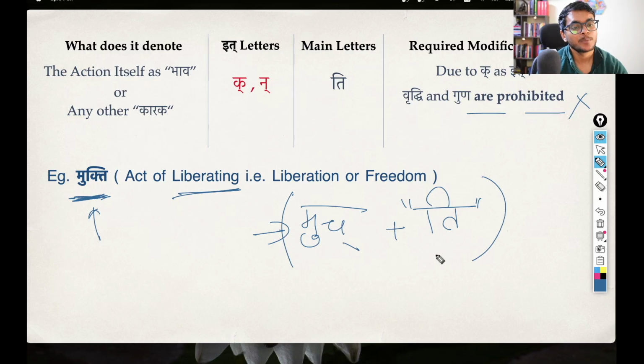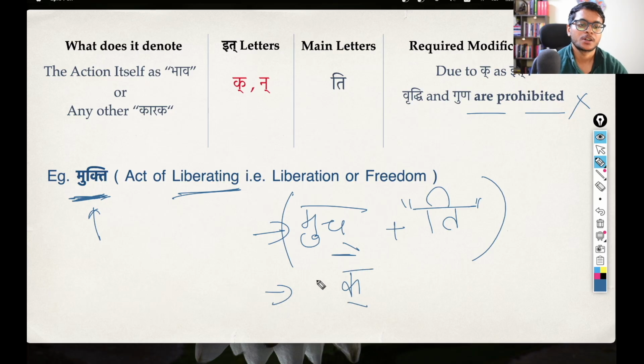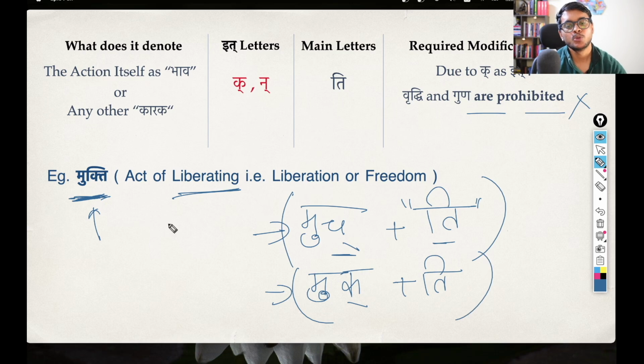Now a sandhi is happening here. Again the same kutva sandhi. Chohkuh. So the cha varga consonant will become the corresponding ka varga consonant. Okay, so much changes into muk. And then you have this ti, and now you combine them together. So mukti, this is the pratipadika we get. Mukti is the act of liberating, that is the liberation or the freedom itself.